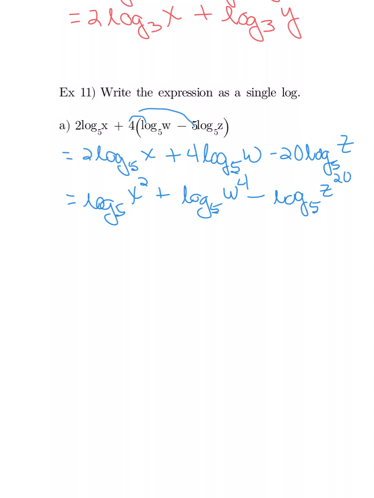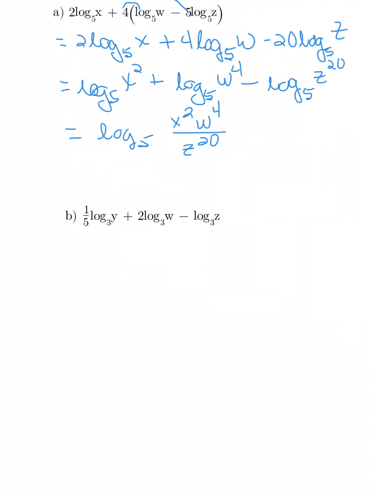Now, anything that has been added needs to be multiplied, and any terms that are being subtracted need to become division. This then will become a single logarithm of base 5. The items that were added are x squared and w to the 4th, so they become multiplication, divided by the item that was being subtracted, the z to the 20th.